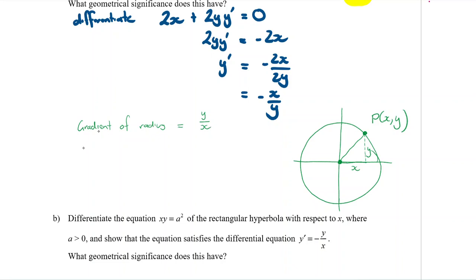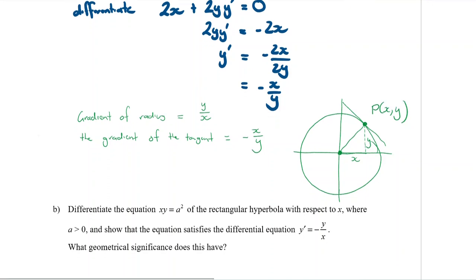What is the gradient of the tangent? If you were to draw a tangent to that point out here, what's the gradient of that tangent? That is the gradient of my curve, and the gradient of my curve I worked out was minus x over y. What do you notice about the gradients y over x and minus x over y? They are negative reciprocals, which means they are perpendicular. We have just proven that the radius and the tangent of a circle are always perpendicular to each other. So that is the significance of what we've just done.